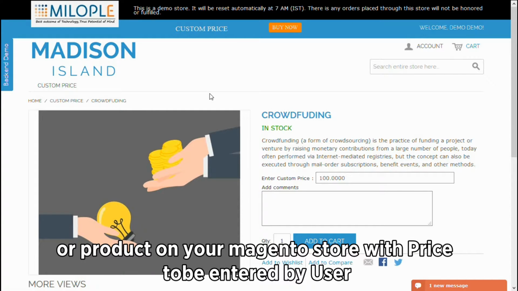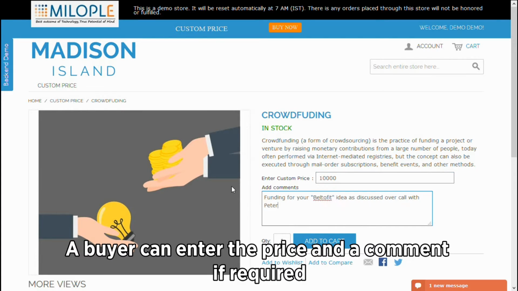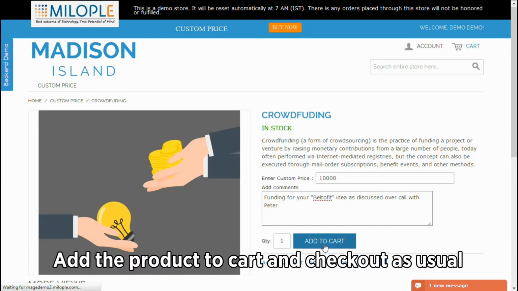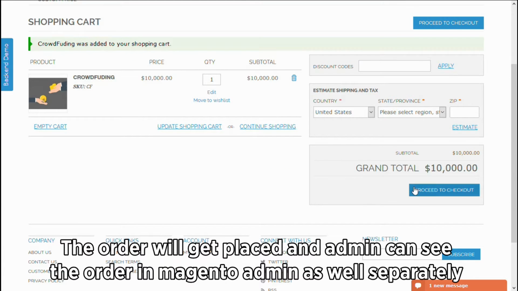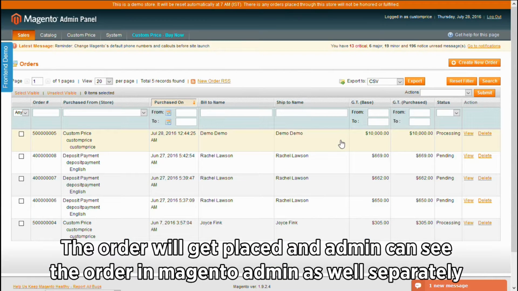your Magento store, with price to be entered by user. A buyer can enter the price and a comment if required. Add the product to cart and check out as usual. The order will get placed and admin can see the order in Magento admin as well separately.